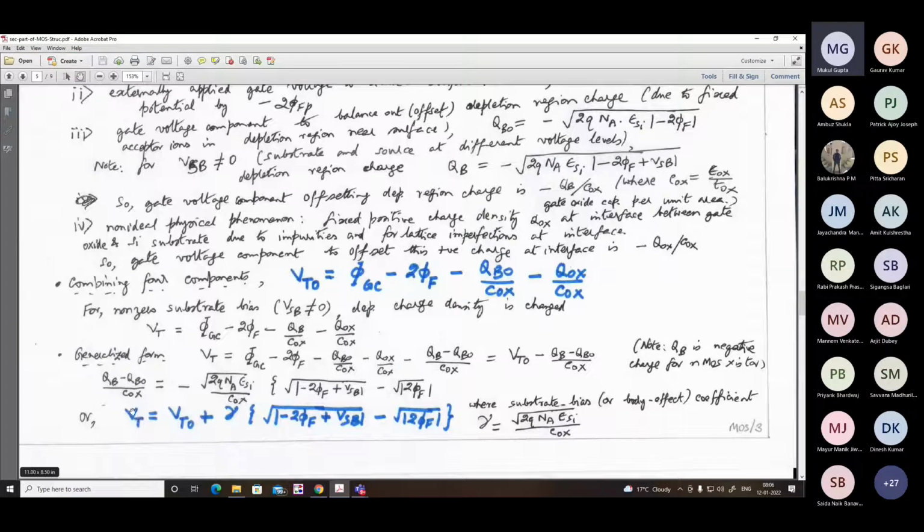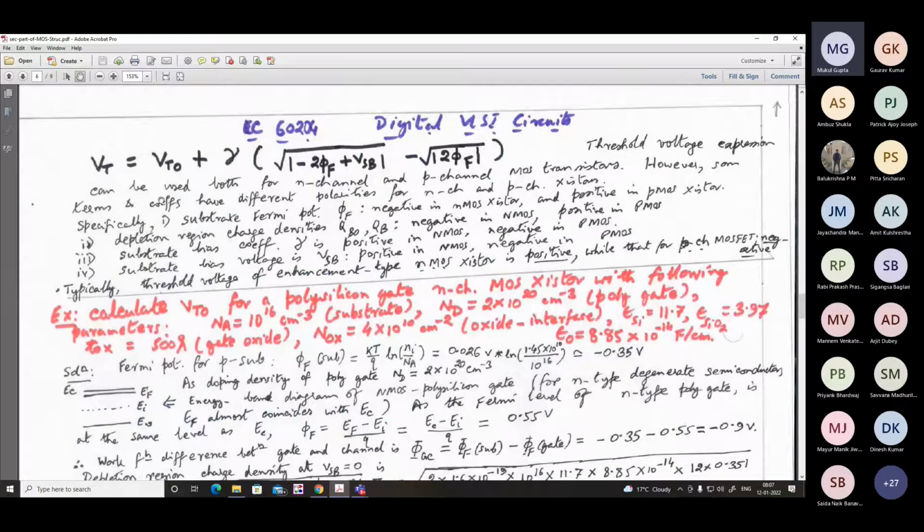The generalized expression for threshold voltage is equal to the zero bias threshold voltage plus gamma times the root of this expression. Note why we write minus 2 phi F. We know that phi FP is negative for p-type semiconductor and positive for n-type semiconductor. So for an NMOS transistor, phi FP is negative; if you write minus, it becomes positive, and VSB is positive. But for a PMOS transistor, VSB is negative, whereas phi FP is positive. That means this expression can be used for both N-channel and P-channel MOS transistors.